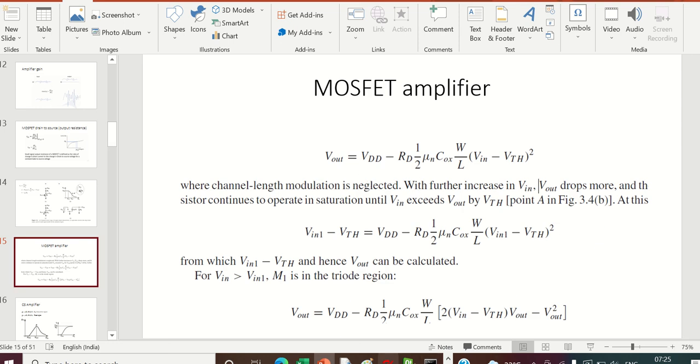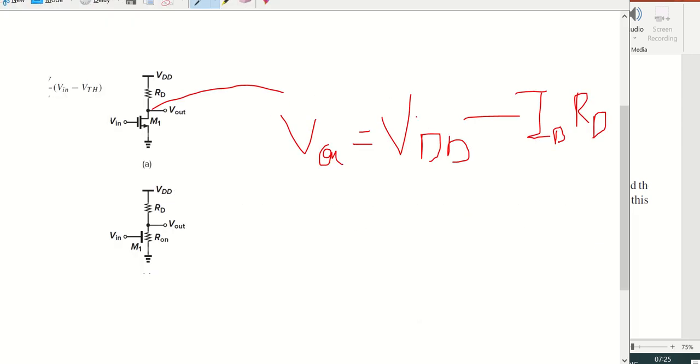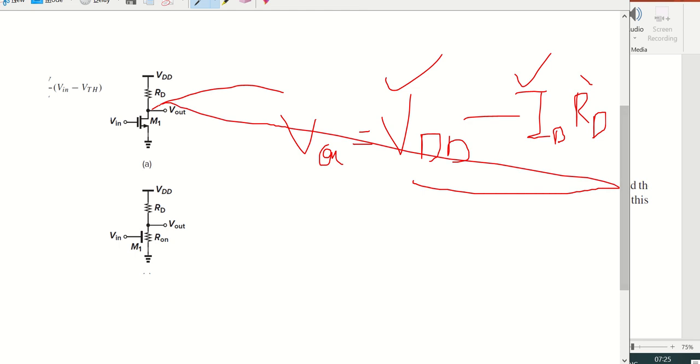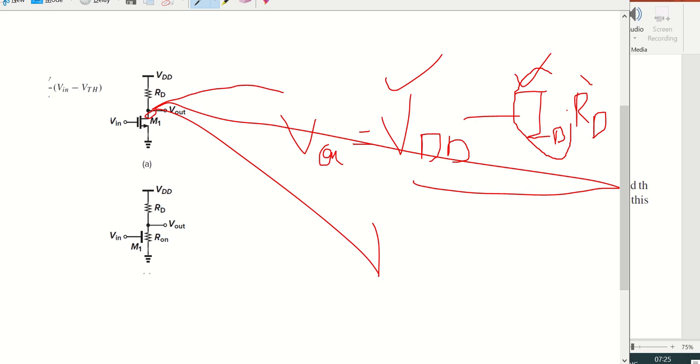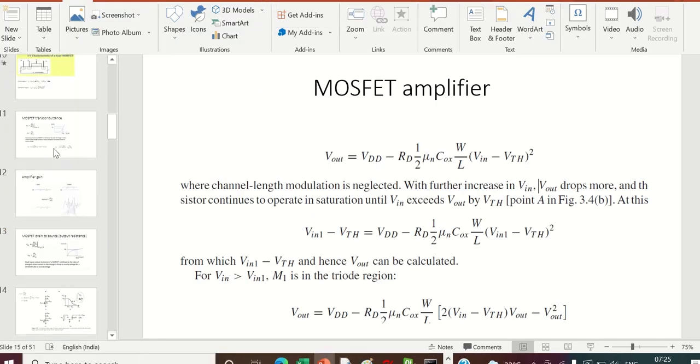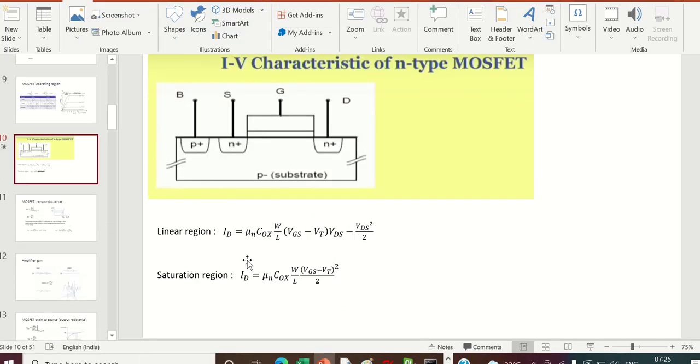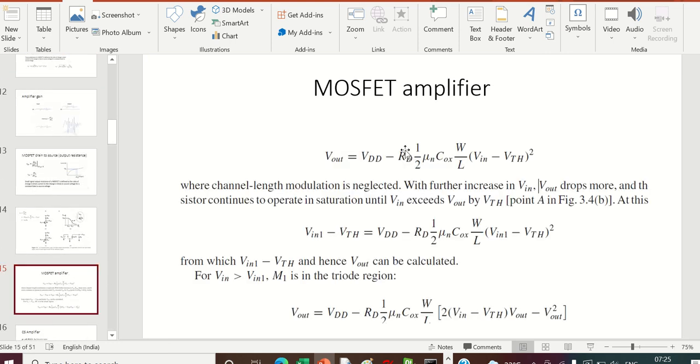Here, VDD is known, RD is known. What is ID? The ID formula we have already seen. First of all, you should agree that this is V out. V out is equal to VDD minus ID times RD. Next step is replacing ID. Since we are operating in the saturation region, ID is mu n C ox W by L times VGS minus VT whole square.